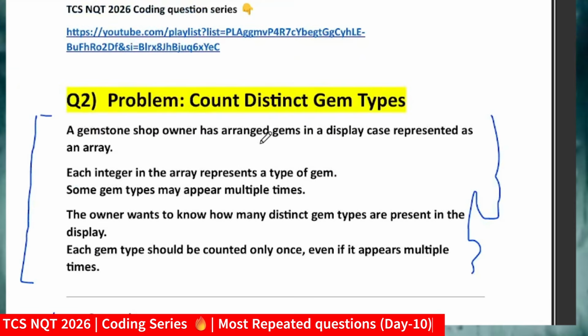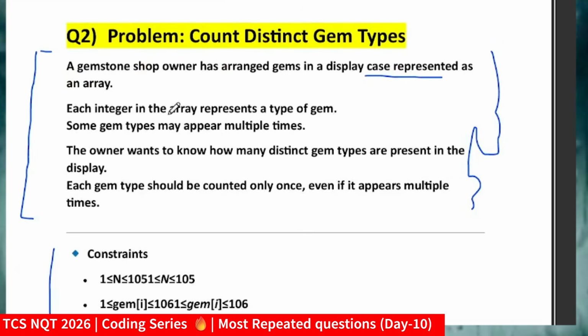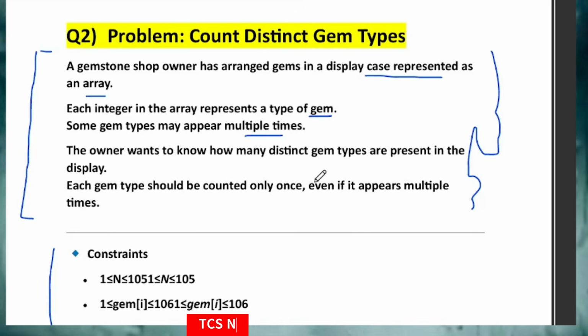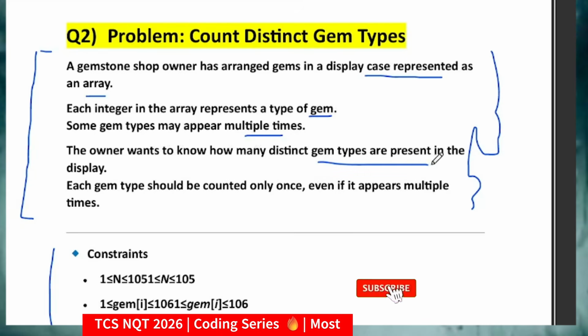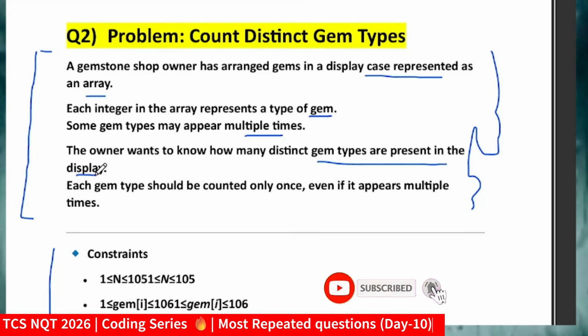So what is the question? A gemstone shop owner has arranged gems in a display case represented as an array. Each integer in the array represents the type of gem, and some gem types may appear multiple times. You have to just count how many distinct types are present. So this is the core part of your question.